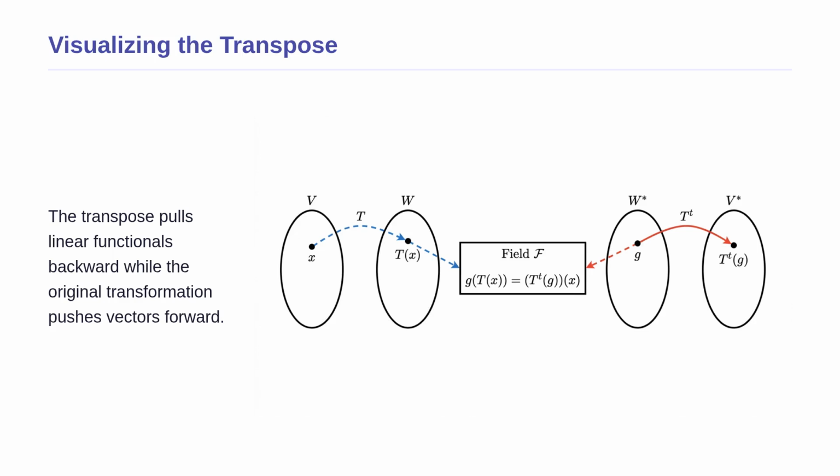Having calculated the transpose, let us visualize what just happened. This diagram summarizes the entire concept. On the left, you see the original transformation, pushing vectors forward from space V to space W. On the right, the transpose pulls linear functionals backward from the dual space W star to V star. Notice how both paths ultimately point to the same scalar output in the field F. This scalar output remains the anchor point that forces these two directions to perfectly balance each other.